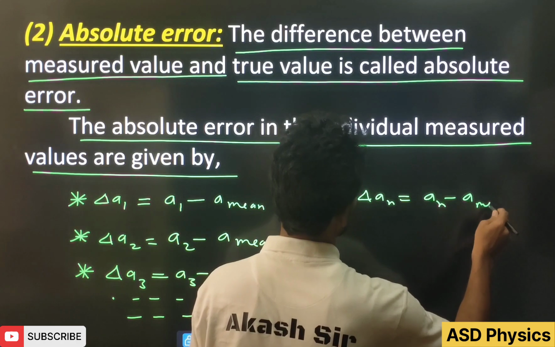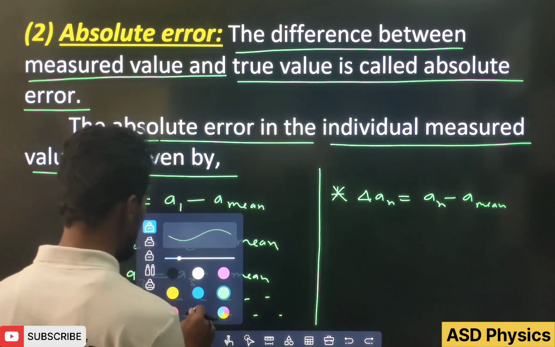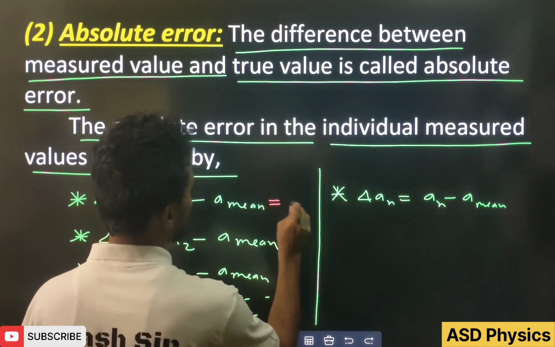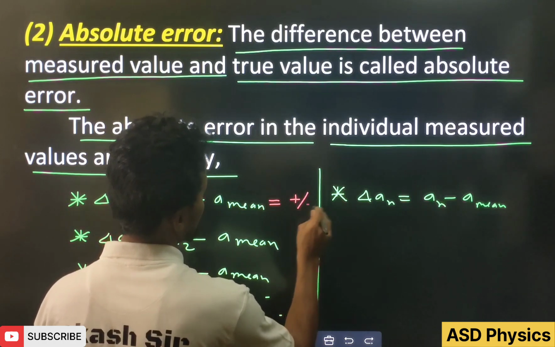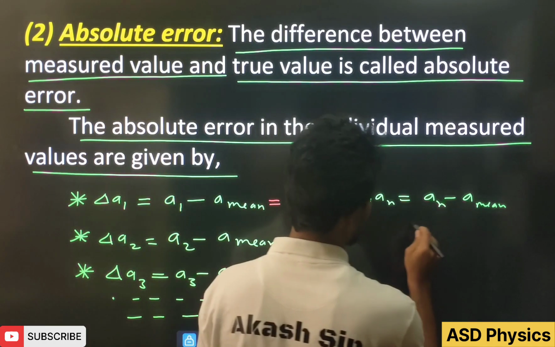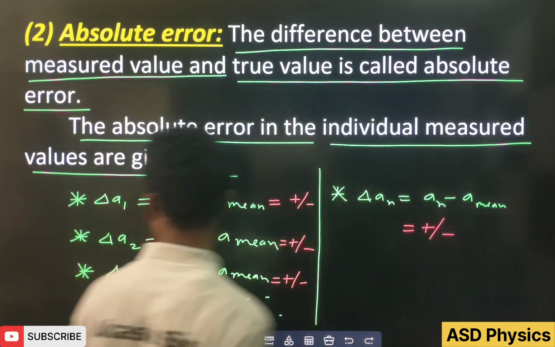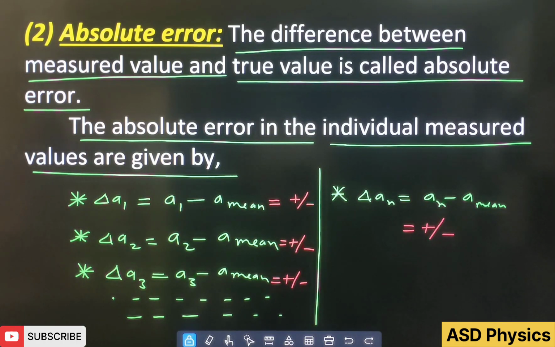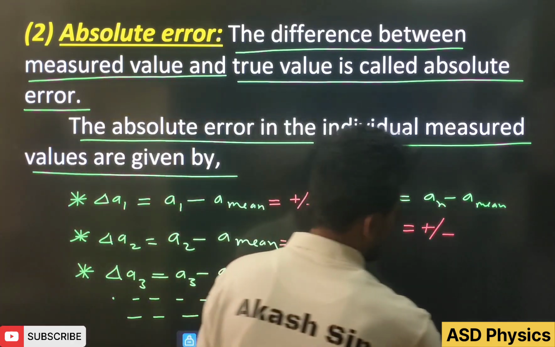AN minus A mean. And depending upon the values, please remember that this can be positive or negative. Positive is possible, negative is also possible. No need to worry about this. Any readings can come here, because we have calculated the individual absolute errors.